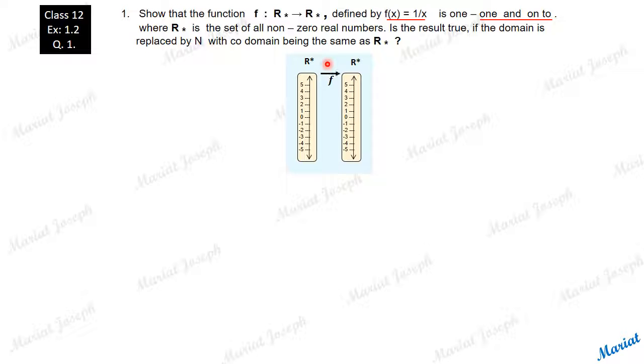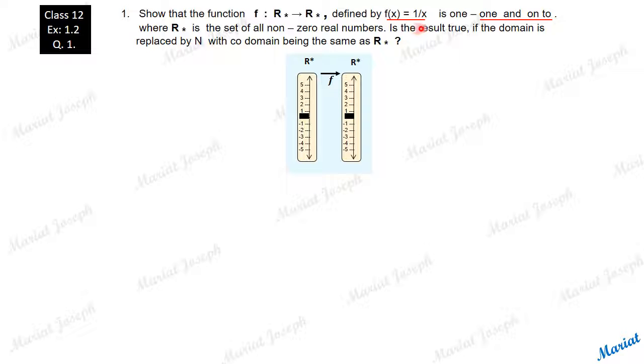Let's take the first case. What is this R star? R star is the set of all non-zero real numbers. This is the set of real numbers including 0. To make it R star, we need to delete the number 0. Now this is the set of non-zero real numbers, which is named R star here. And a function is defined from this R star to R star.